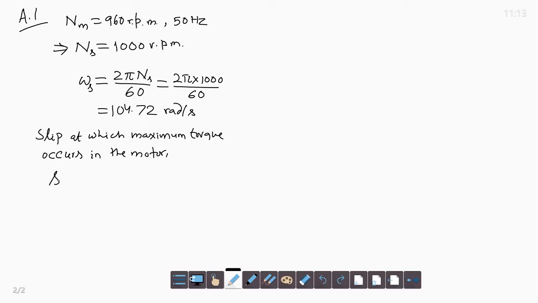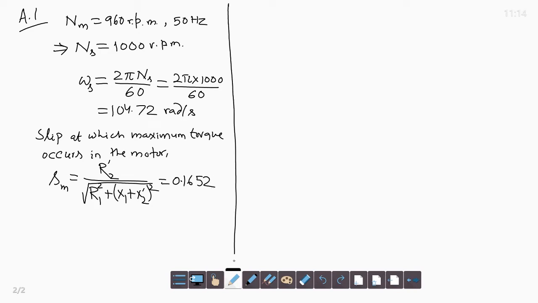This slip is Sm and its expression is already derived. So, slip is R2 dash divided by the square root of R1 square plus X1 plus X2 dash whole square in the denominator. So, here all the data are available, R1, R2 dash, X1, X2 dash. You can substitute. R1 is 0.08, R2 dash is 0.1, X1 equal to X2 dash equal to 0.3. So, you substitute and slip at which maximum torque occurs in the motor, Sm, you can compute, it is 0.1652.